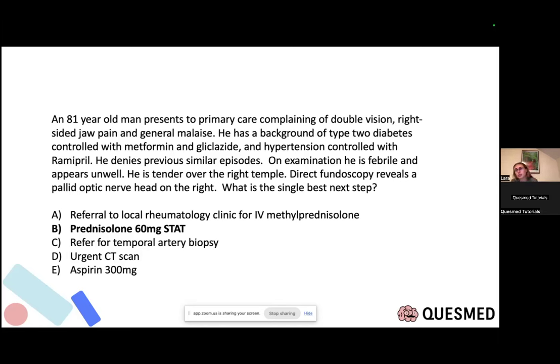you don't delay steroids for imaging or a biopsy, and you give the steroids as quickly as possible. But in the case of visual involvement, this patient does need to be on IV methylpred.